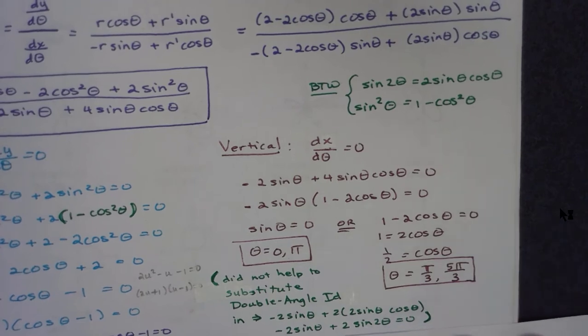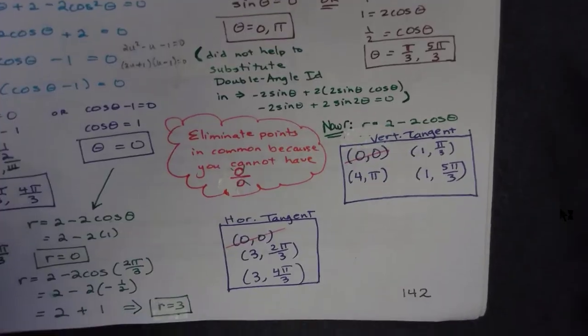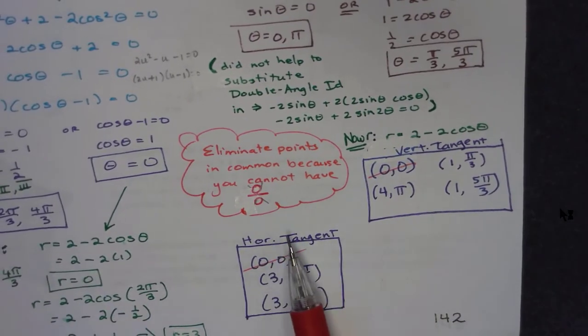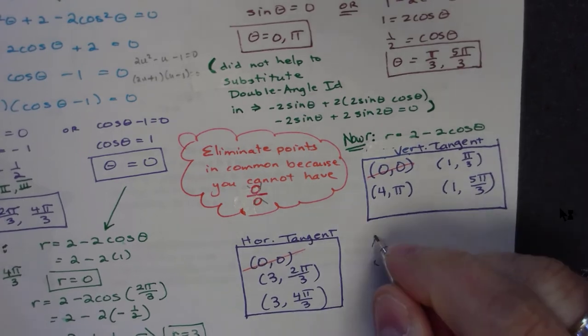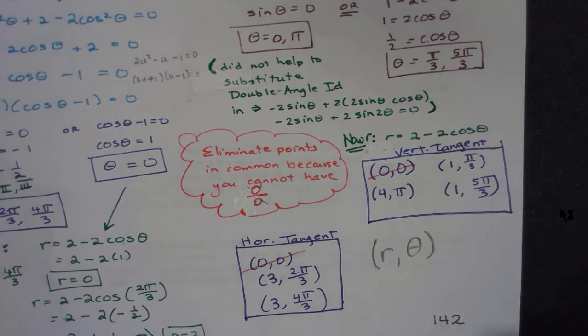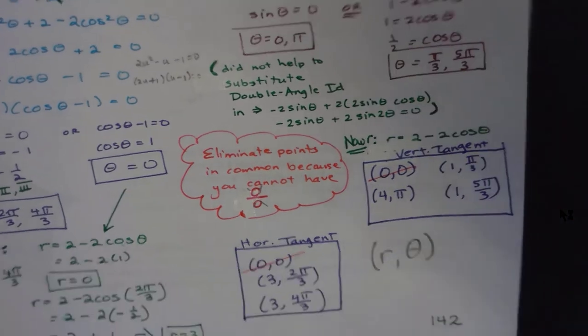So that means we have to take out the points that had things in common. Again, we have found our radius. Remember, our points are r theta. So you have to find the r, because the question was, find the points. Once we have our angles, we can find our radius. We throw out the one that is common.